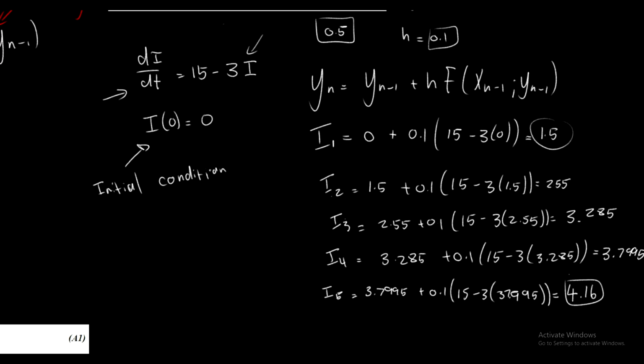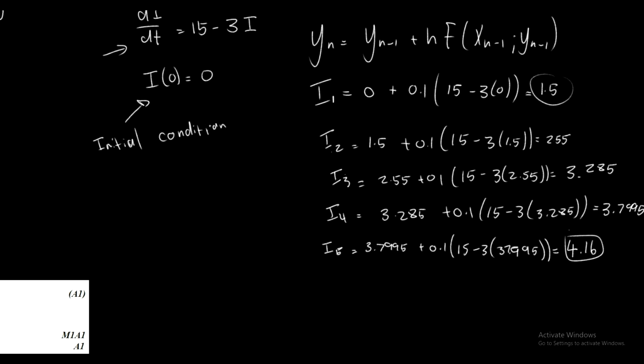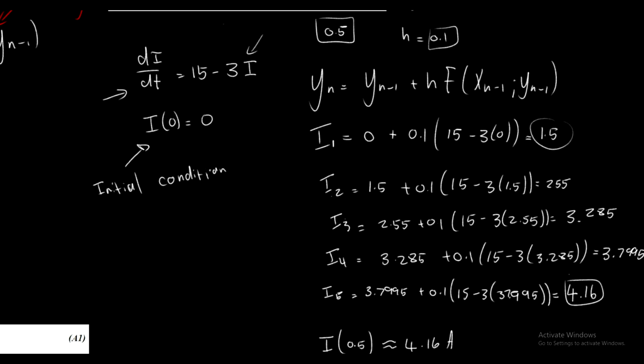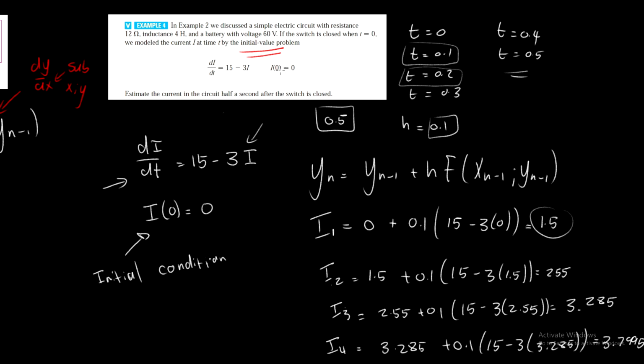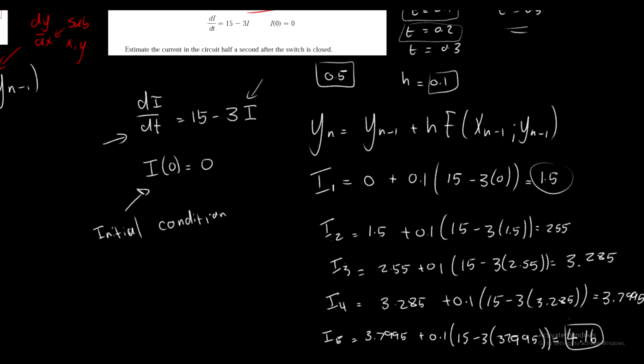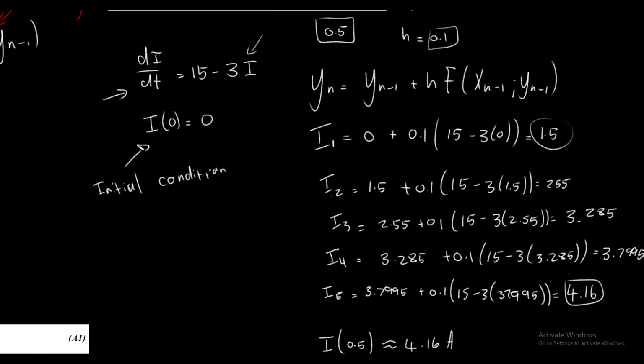Okay. So now how do we write this? Well, we can now say that I for 0.5, which is time, is going to be approximately equal to 4.16 amperes. And if we had to actually solve the differential and then plug in our initial condition, or plug in 0.5 because that's what they want, we'll get very close to this answer. And this is pretty much how you do Euler's method. So you find your new points, plug it in, boom, easy.